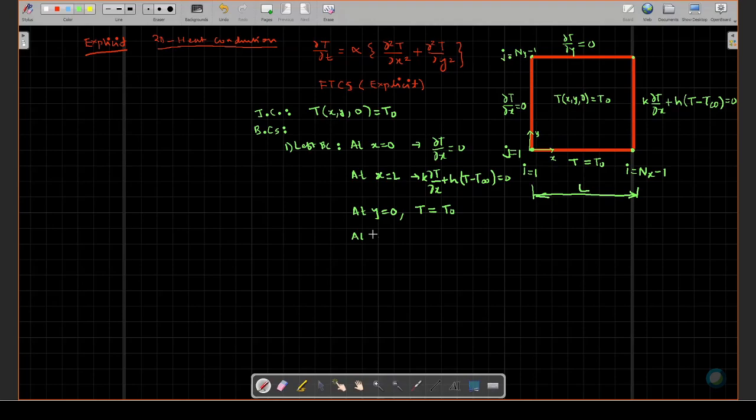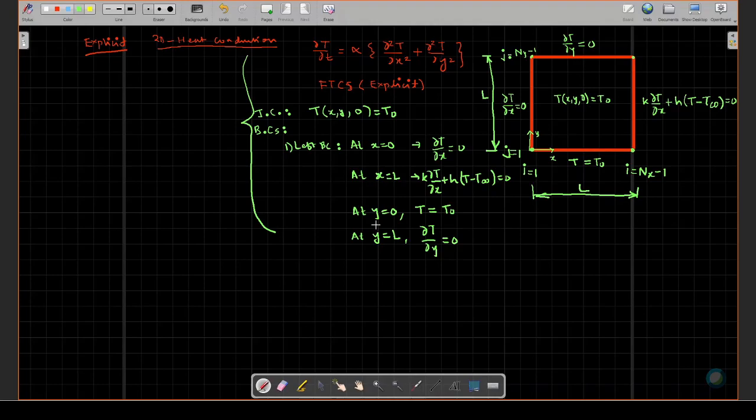And at y equals L, say this is also of length L, so at y equals L, you have del T del y equals 0. Okay, so these are the boundary conditions and this is the governing equation. So this is our complete problem. This problem needs to be solved using the finite difference method.